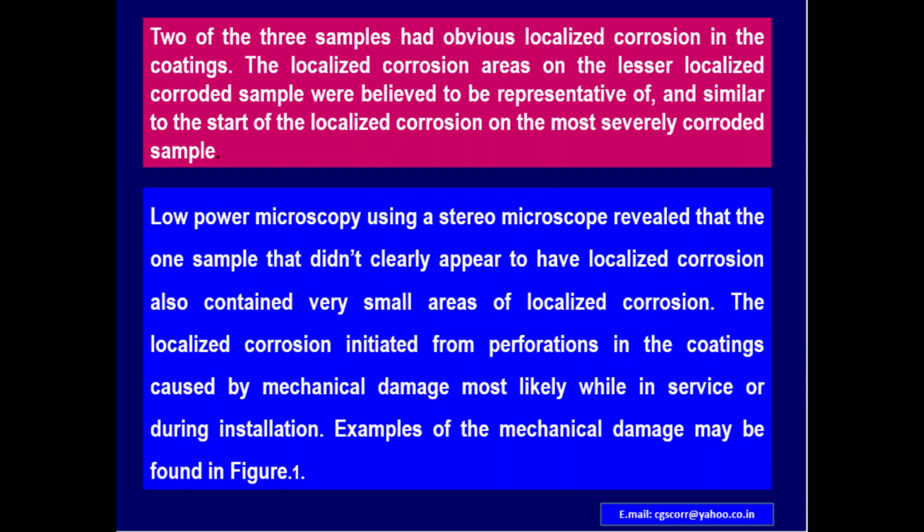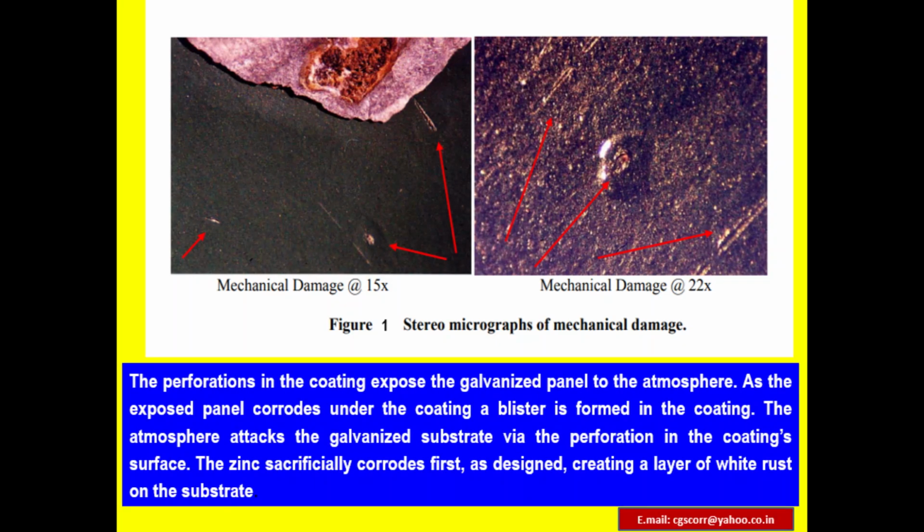The localized corrosion initiated from the perforations in the coatings caused by mechanical damage, most likely while in service or during installation. Examples of the mechanical damage may be found in Figure 1. Figure 1 gives you stereo micrographs of mechanical damage. On the left side you can see mechanical damage at the magnification of 15x. You can see three red arrows pointing towards three corroded spots. You can see white corrosion products and red rust.